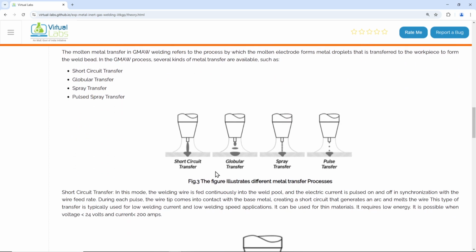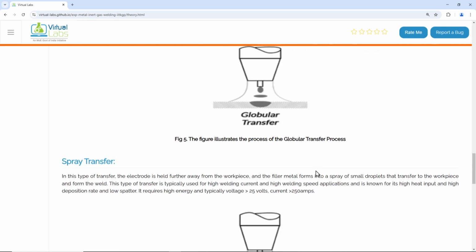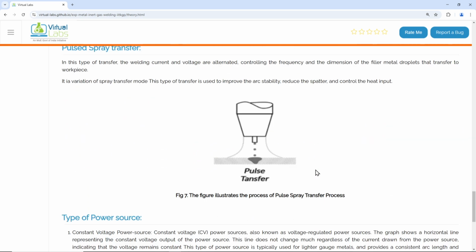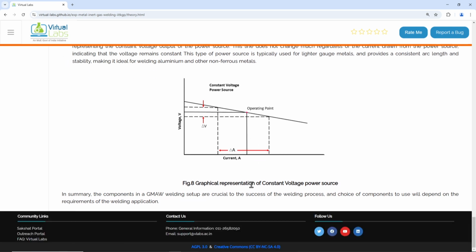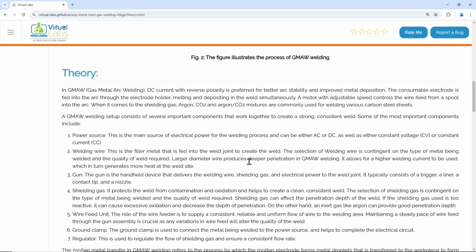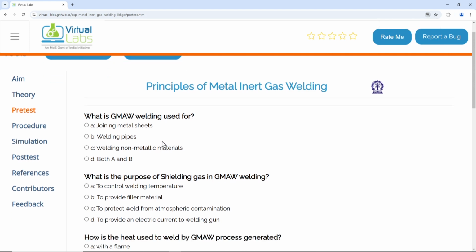The kind of the metal transfer processes could be short circuit transfer, could be globular transfer, could be spray transfer, pulse transfer. This is given here. Different kinds of the metal transfer processes are further explained here, and the constant voltage power source that is used, that we have discussed, how the current varies with the fluctuation in voltage, that is given here. And let me come to the pre-test questions before talking about the simulation.